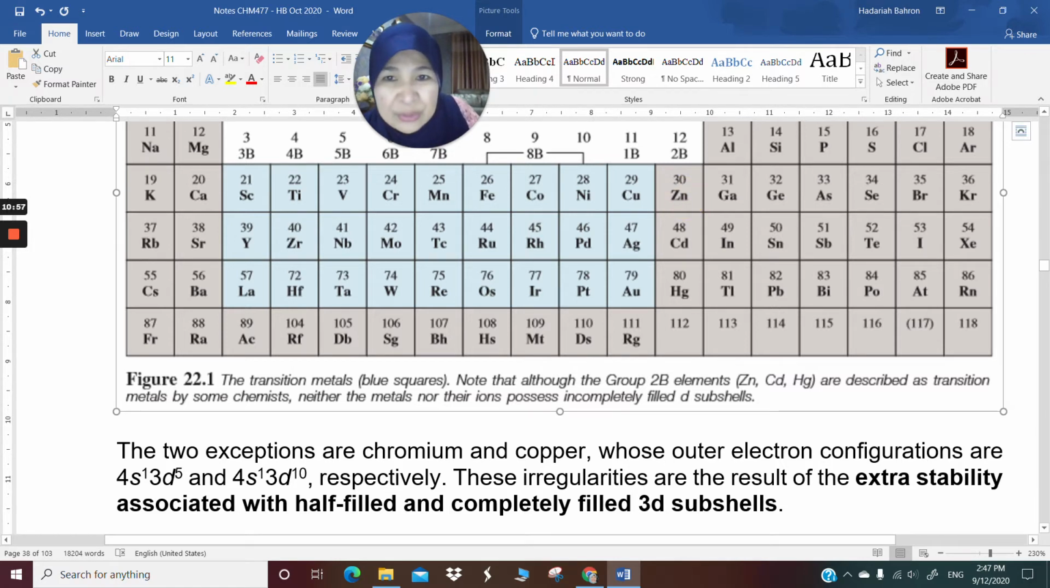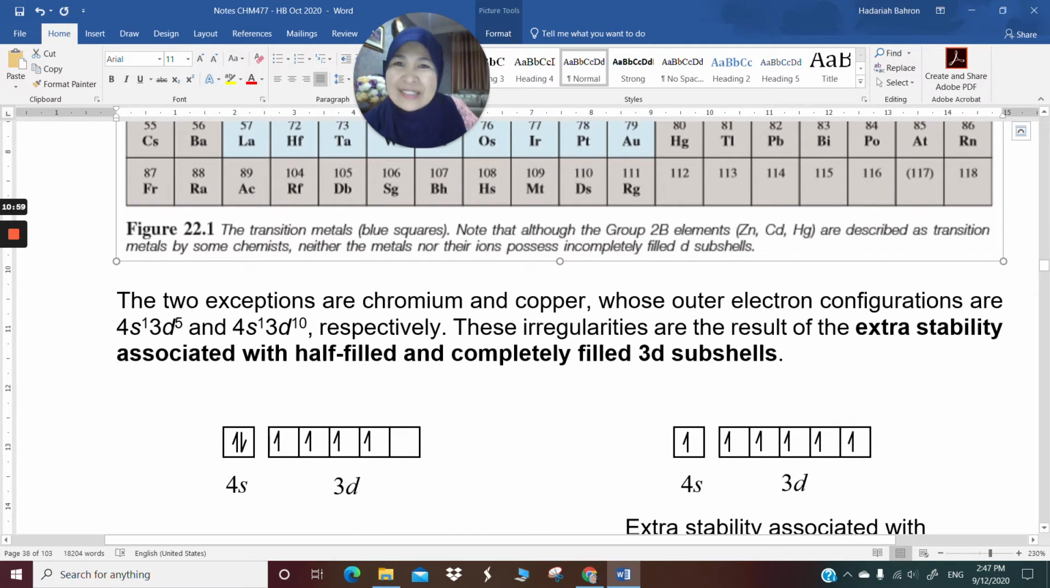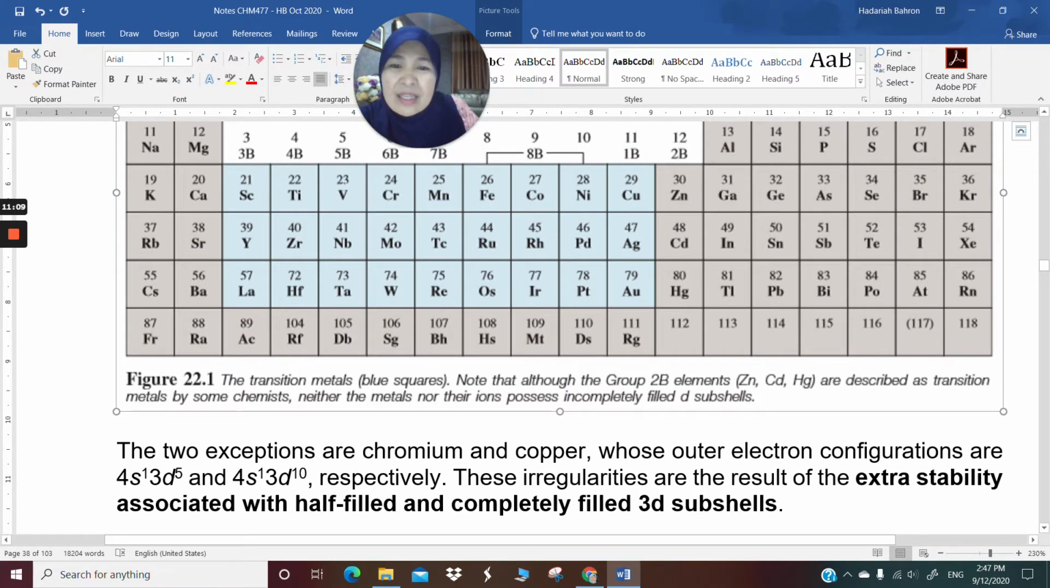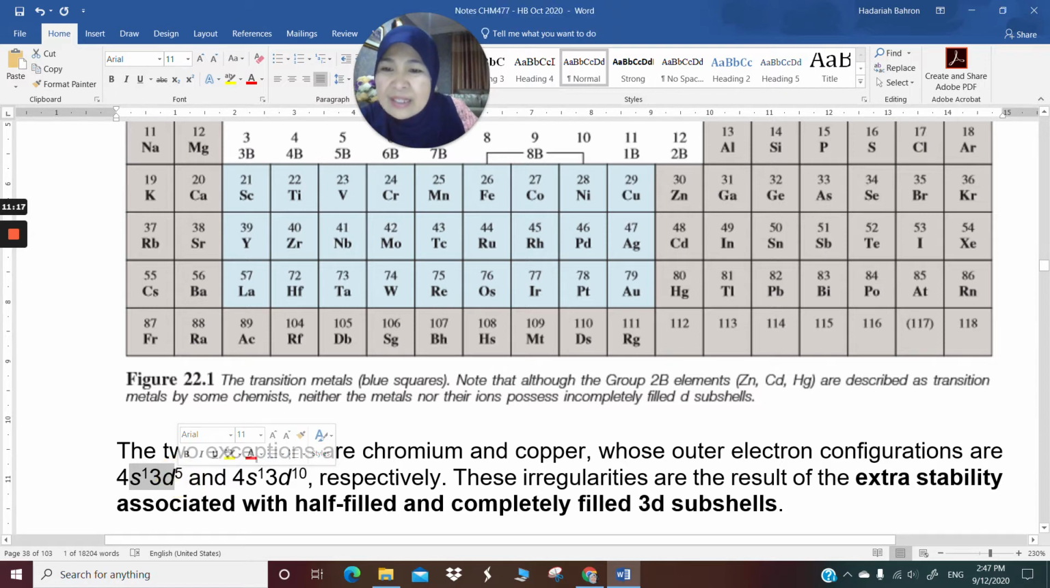Well, that is well and good, but there are some exceptions. There is always an exception to a rule. Yeah, there are two exceptions, which are chromium and copper. Chromium and copper have outer electron configurations that are 4s1 3d5, that is for chromium, and 4s1 3d10. Now, you might be wondering why.